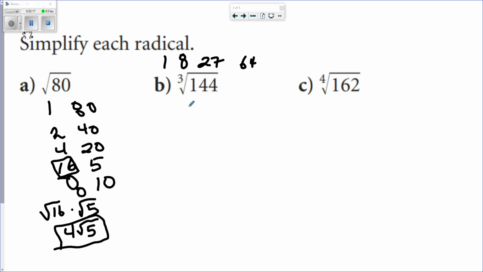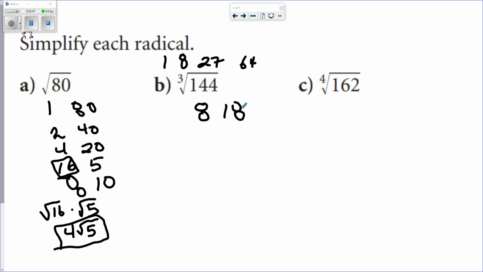Of course, 1 does. 1 always fits. We see if 8 fits. It does. We get 8 and 18. We'll check if 27 fits. Not properly. And 64 doesn't fit either. So we're going to use 8 and 18 as our factors.